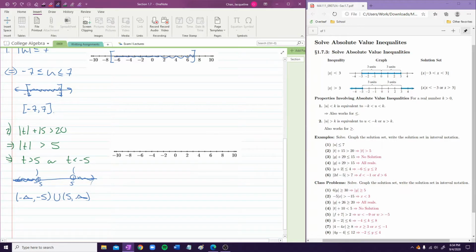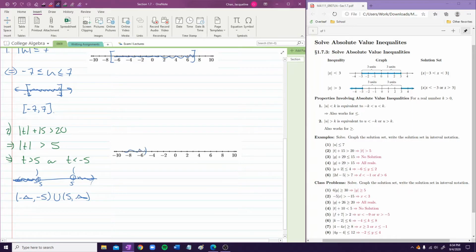Right? What is that? What does the union mean? The union means that our solution, all the values of t that make this true, is from the interval -infinity to -5, and it also includes 5 to infinity. Both of these intervals are our solution. All right, so let's graph it.